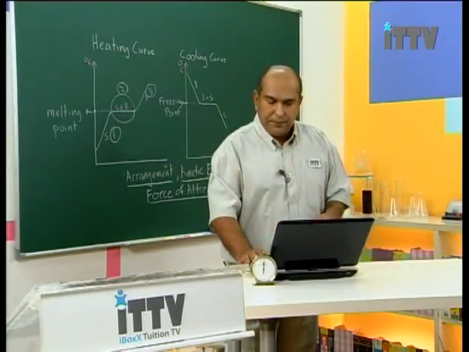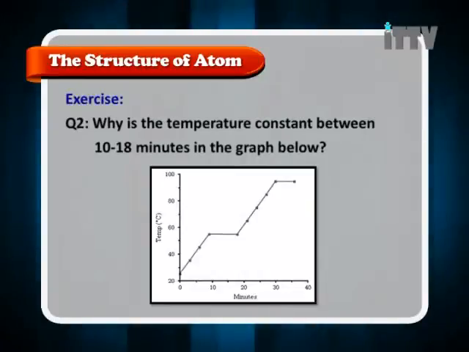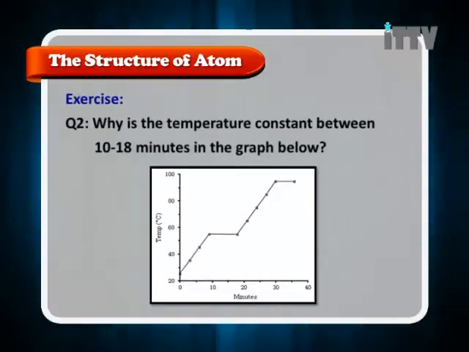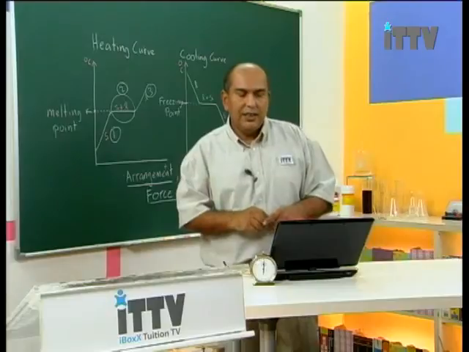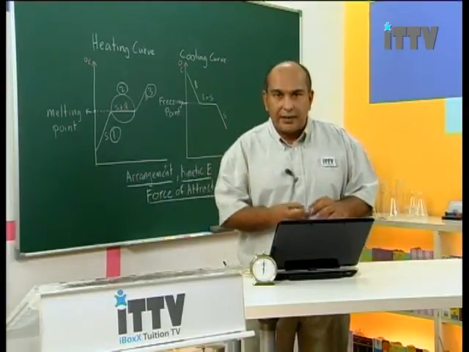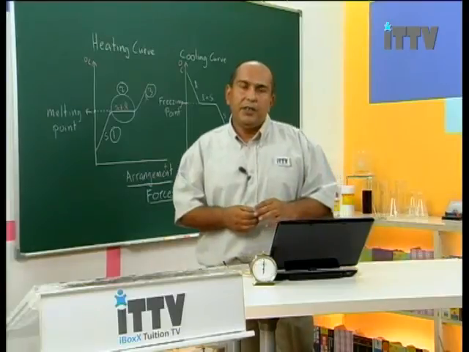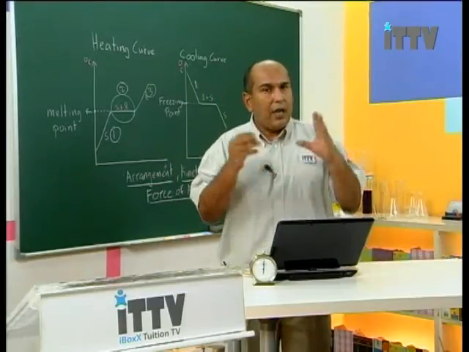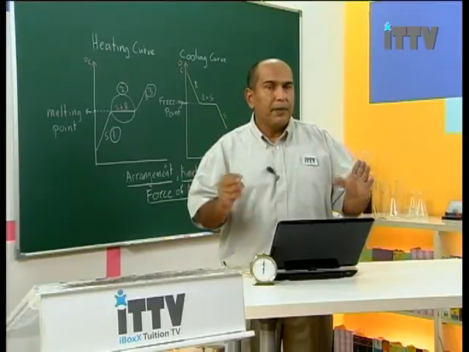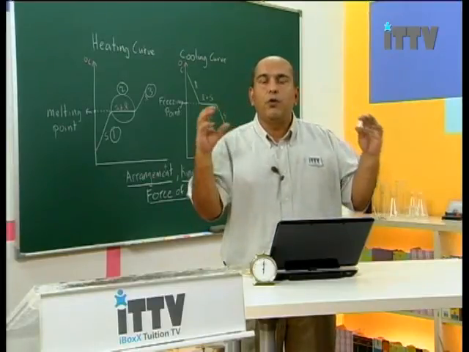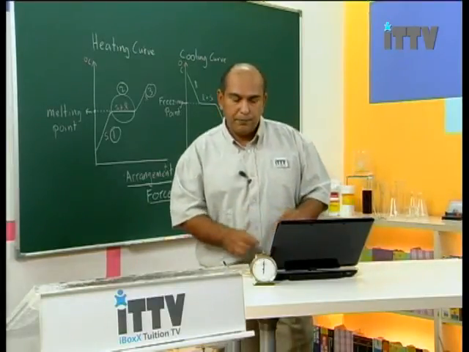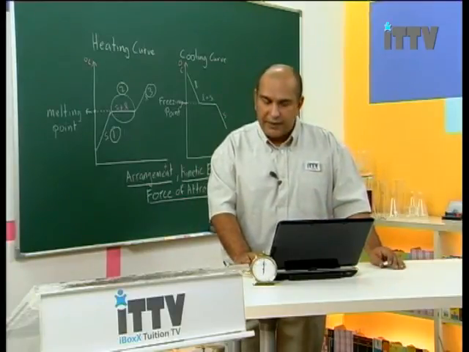Let's try another question. Why is the temperature constant between 10 and 18 minutes in the graph below? So if you look at the graph, 10 and 18 minutes, the temperature is constant. This appears to be a change of state area of the graph. So this is a heating curve, and your answer is always going to be the same. So refer back to the heating curves from the earlier slides and look at what we wrote down during that moment. Let's have a look at what the answer should be.